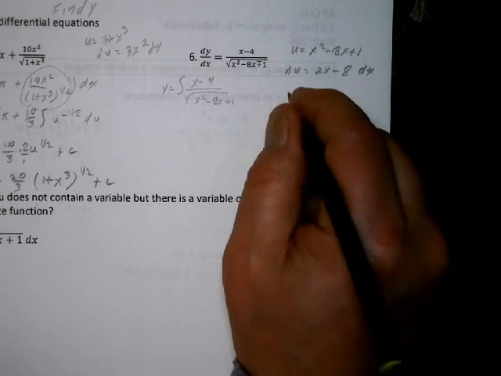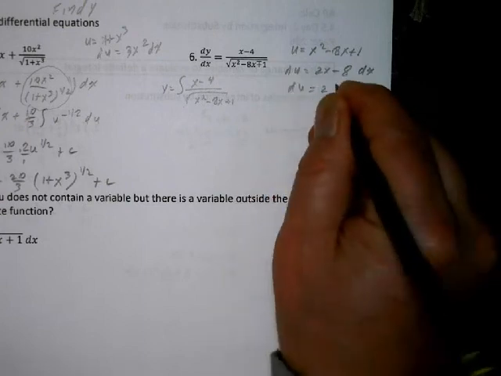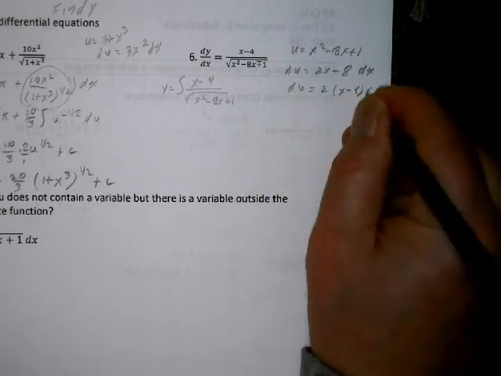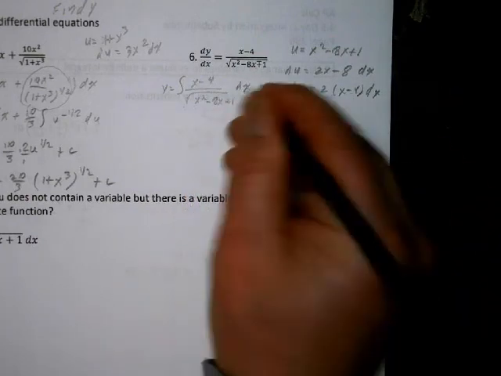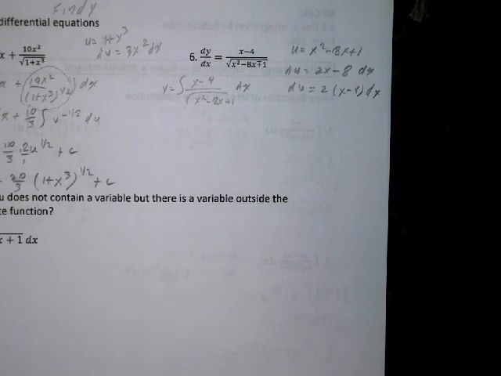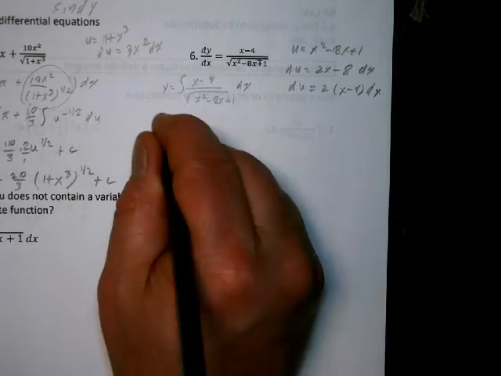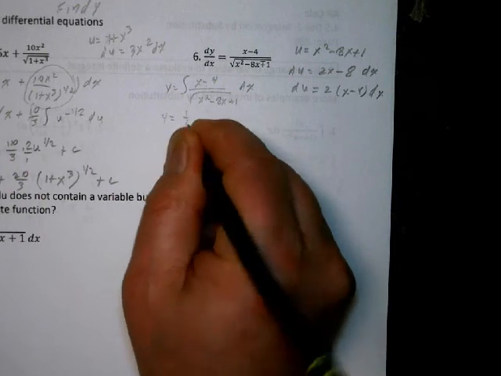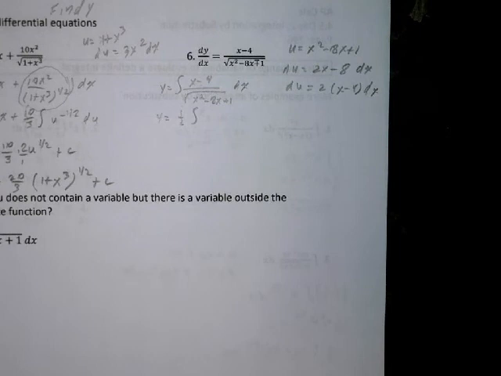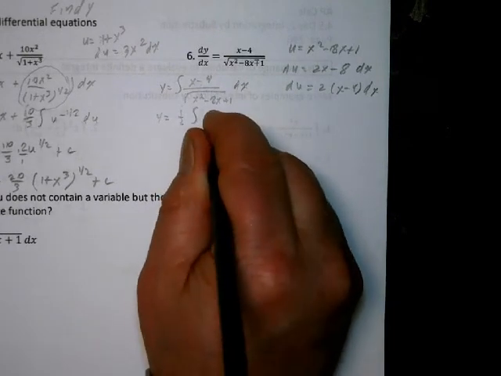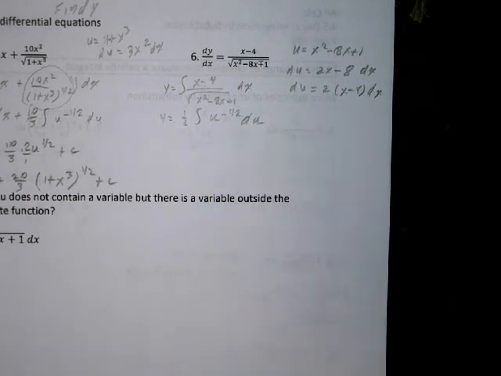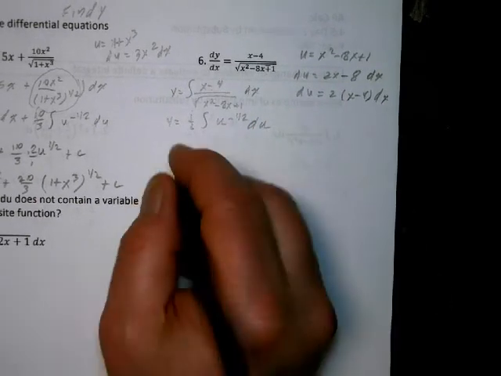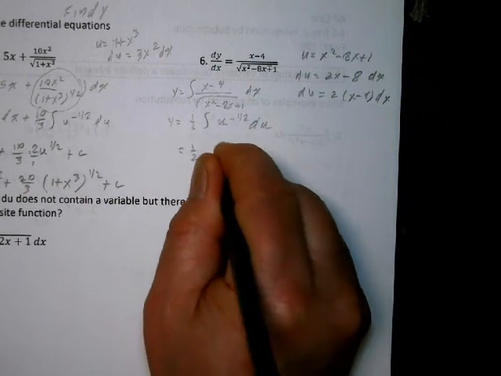Now look at that numerator in the integrand. That's x minus 4. So what I'm going to do is pull out a 2. So I have the x minus 4 dx. Whoops, forgot to put dx right there. So I've got to divide everything by 2. Y equals 1/2 times the integral of u to the negative 1/2 du.